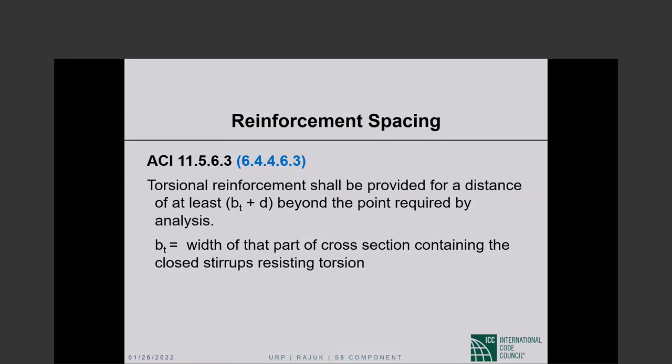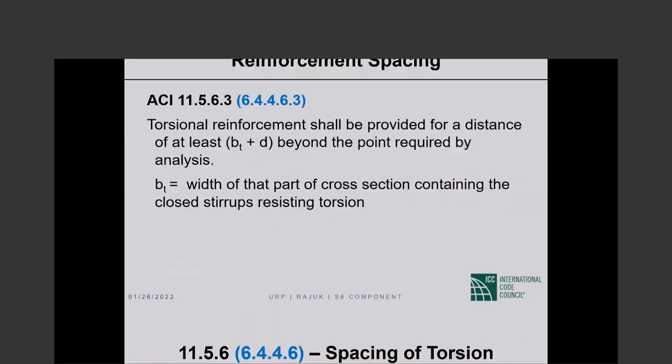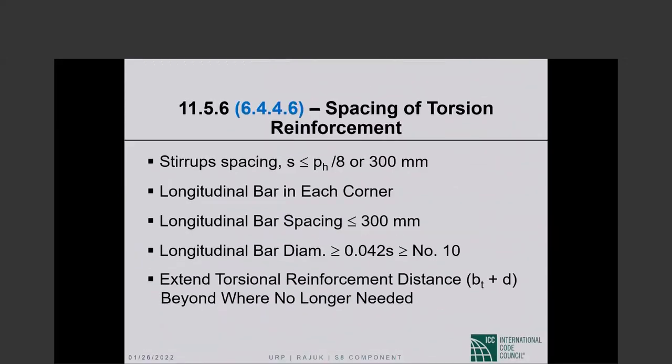D is the effective depth. B sub t is the width of that part of the cross section containing the closed stirrups resisting tension. Okay. I think that is it.